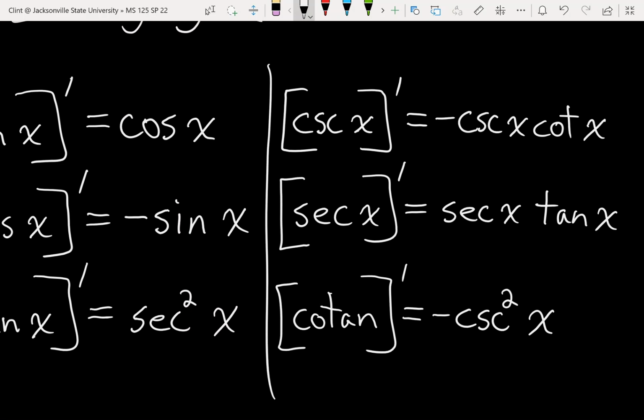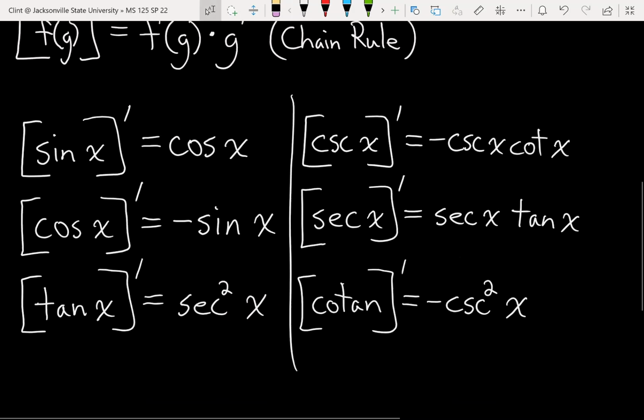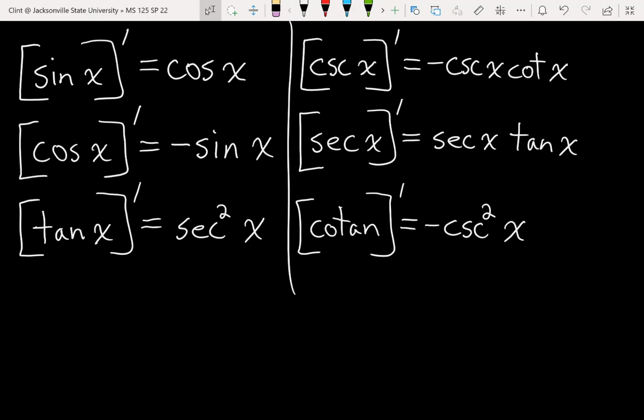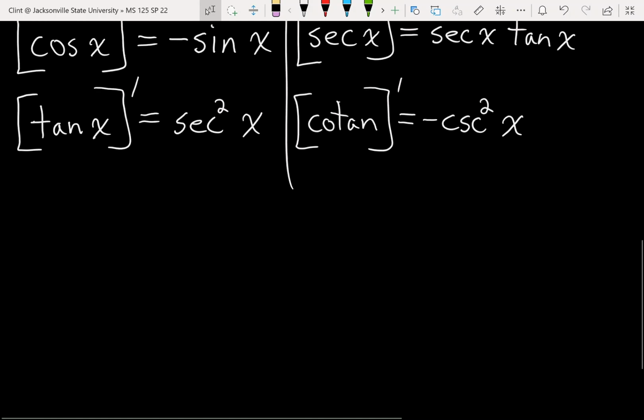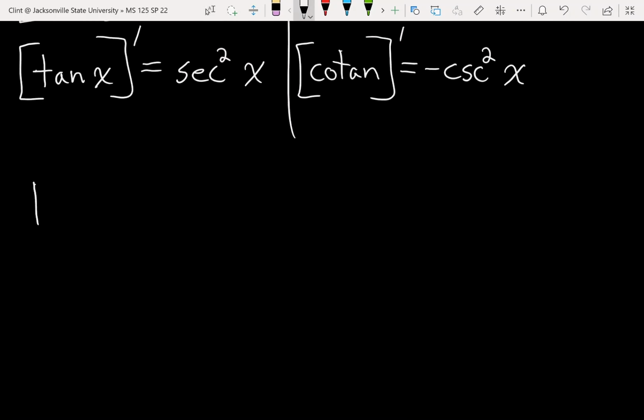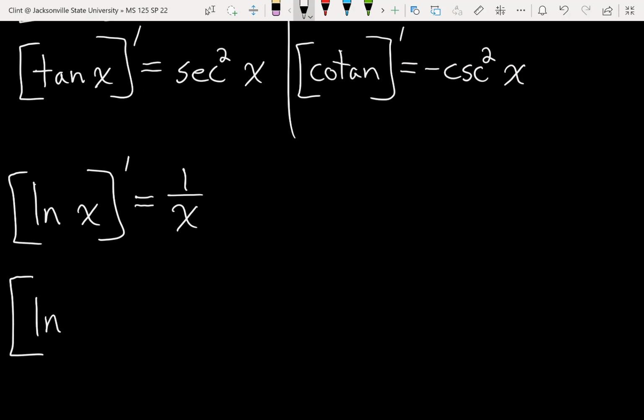And then what else? Logarithms. So if we have ln of x, then that's 1 over x. Or you can think about the chain rule version of it. We'll have ln of u, so u is its own function. We have 1 over u times u prime, or u prime over u.